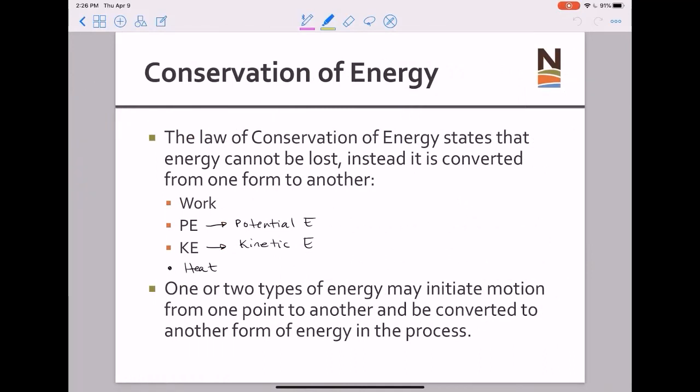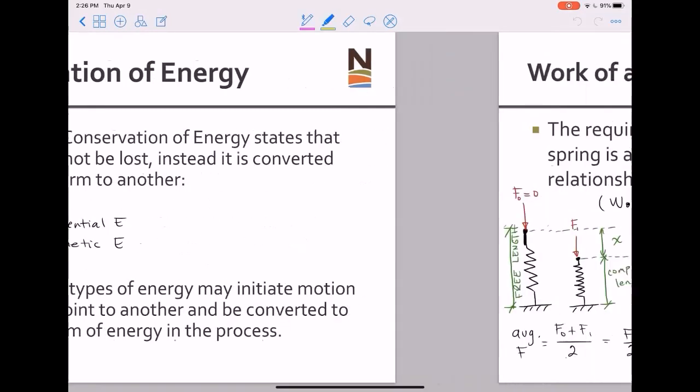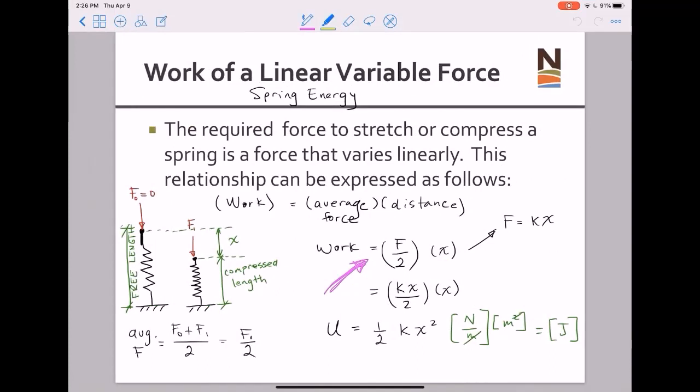Here is a summary of some of the other terms we talked about: PE, potential energy, and KE, kinetic energy, as well as heat. And last but not least, which I don't have on this slide, is the work done by a spring. That would be shown here on this slide, work of a linear variable force. In this case, U, down at the bottom of the slide, is equal to 1/2 kx squared.